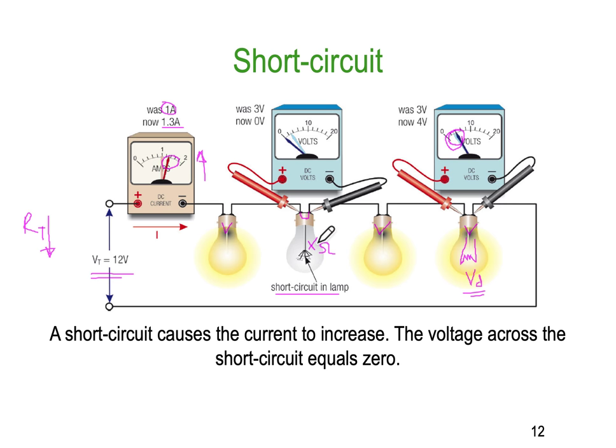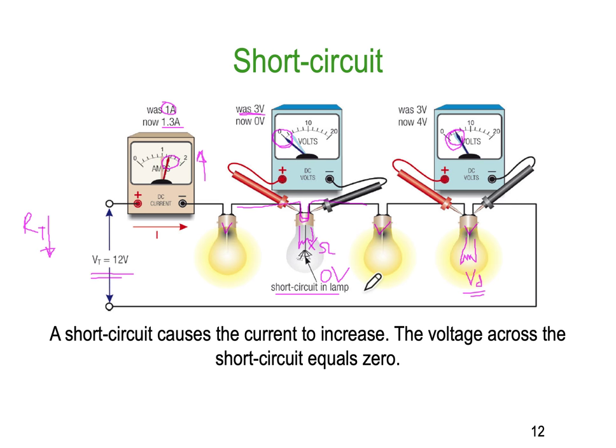The lamp that is short circuit has no voltage drop because it's 0 ohms. That's just Ohm's law. It was up around about 3 volts for the lamp, but it's now 0 volts because it's gone short circuit. There's no longer any resistance in here to cause a voltage drop. Therefore, we've still got current going through it. Current's going through our short circuit, but no volts. So 0 volts here, because there's virtually no resistance.